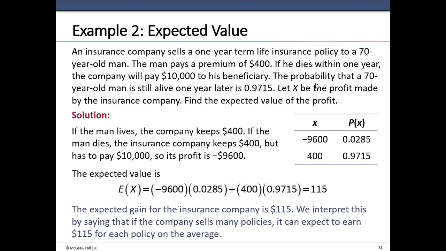Go to the top. The first probability of loss is 1 minus 0.9715, which is 0.0285. And they're gaining 400. That probability is 0.9715. Then you do stat, calc, 1, L1, L2, and calculate. So the expected value is $115. We interpret this by saying that if the company sells many of the same policies, it can expect to earn 115 for each policy on average.